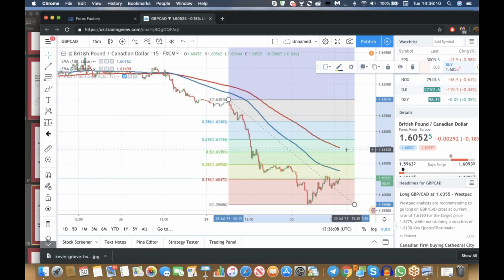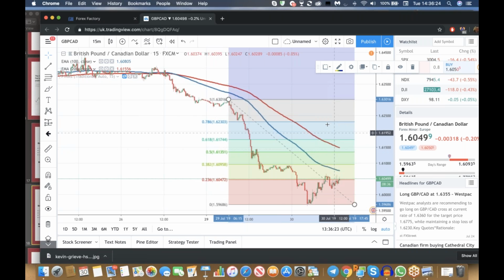So there you can see, look, this is the kind of place where you would want to potentially short the pound on a retrace. And where do you anchor your stops? Well, you could anchor your stops just above that swing point on the 15-minute chart.